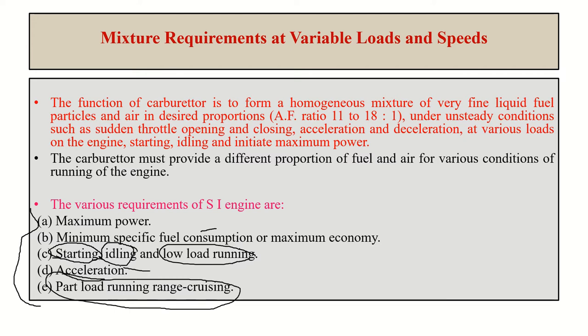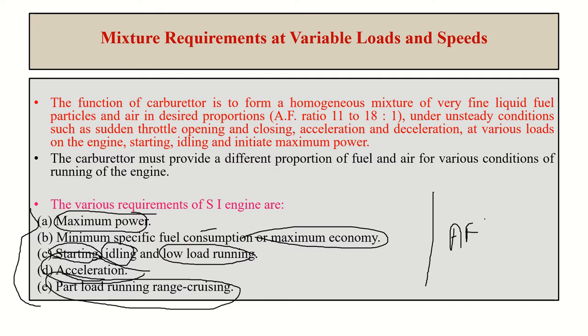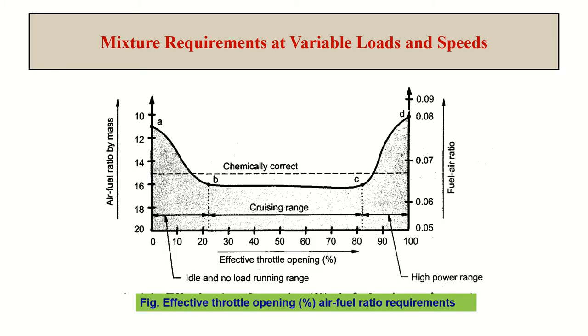Then you say you are accelerating the vehicle. Let us say you are running at maximum power condition or maximum fuel economy condition, like this. So in each one of the cases, the air fuel ratio that is required is different. So your carburetor should be able to supply that air fuel ratio and supply to the engine during its induction stroke.